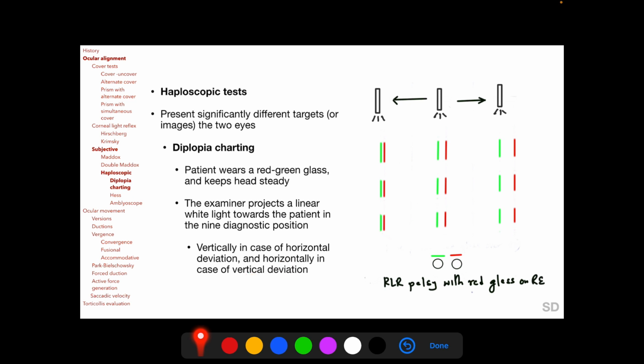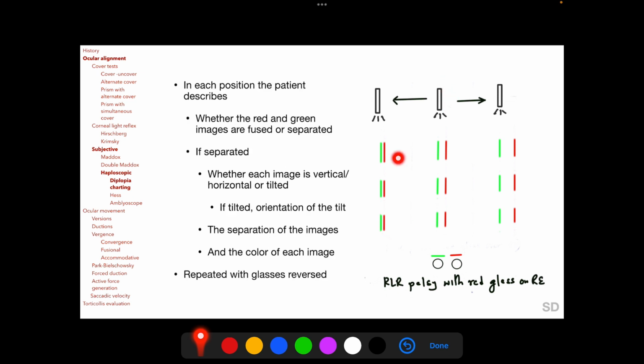Here we see a patient with a horizontal deviation, and so the examiner projects the linear light vertically. In each of the 9 diagnostic positions of gaze, the patient describes whether the red and the green images are fused or separated, and if separated, whether each image is vertical or horizontal as shown, or is tilted, and if tilted, the orientation of the tilt, the separation of the images, and the color of each image.